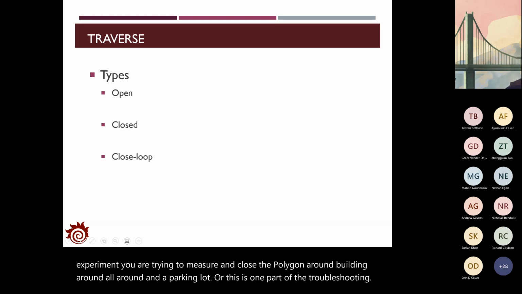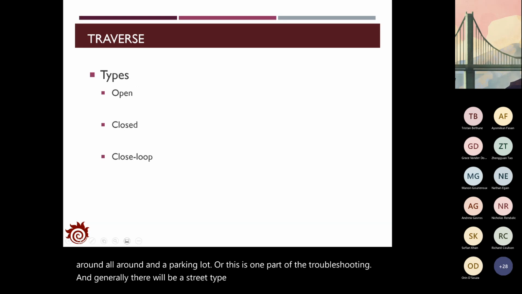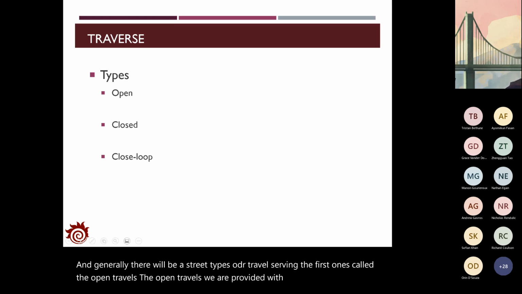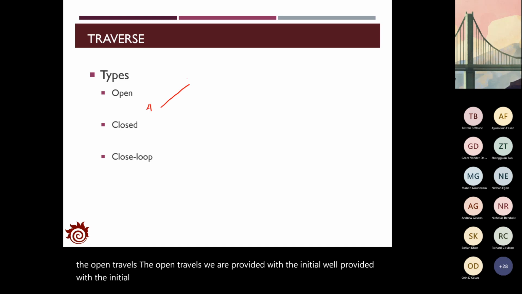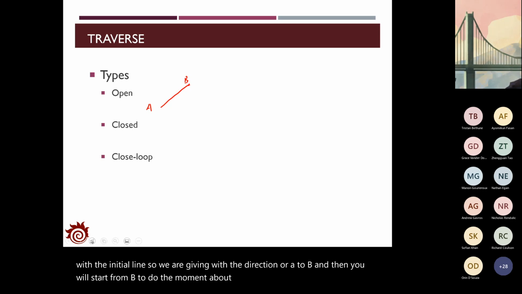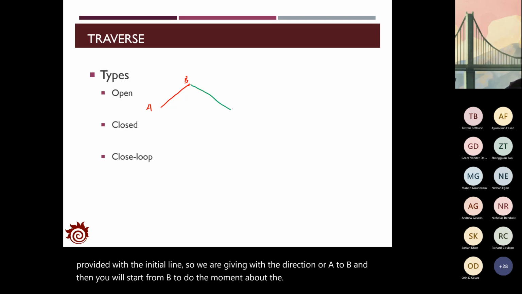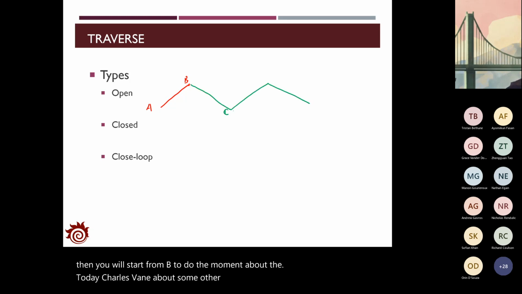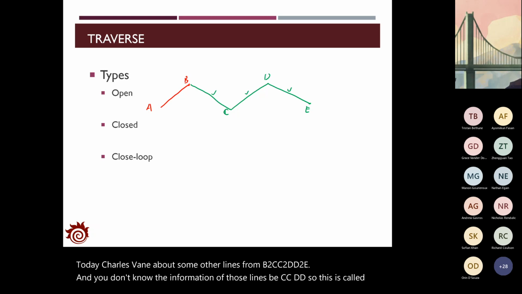And generally there will be 3 types of traverse surveying. The first one is called the open traverse. In the open traverse, we are provided with the initial line. So you are given the direction of A to B, and then you will start from B to do the traverse surveying about some other lines from B to C, C to D, D to E, and you don't know the information of those lines. So this is called the open traverse surveying.